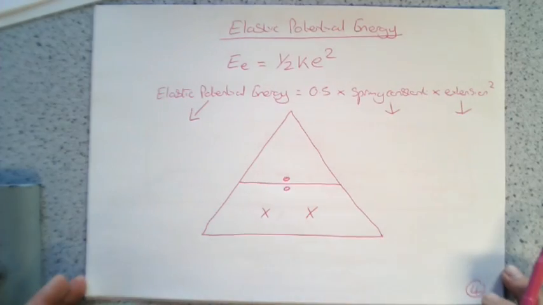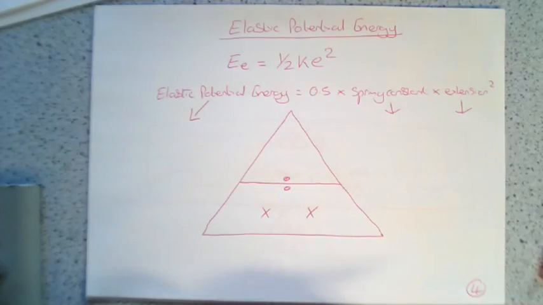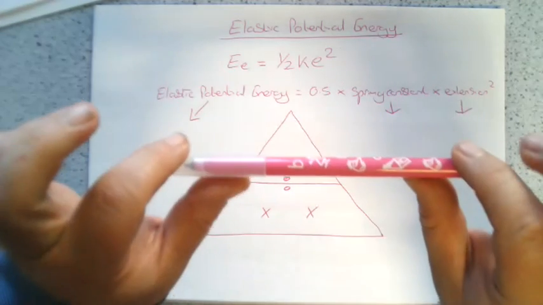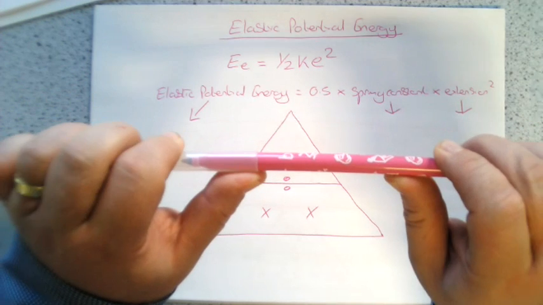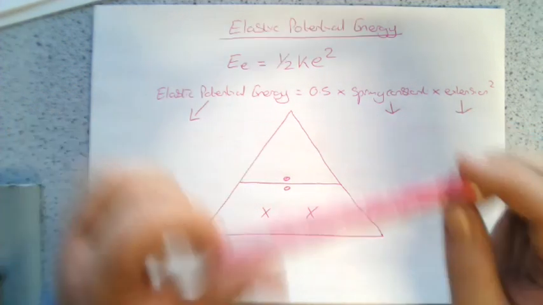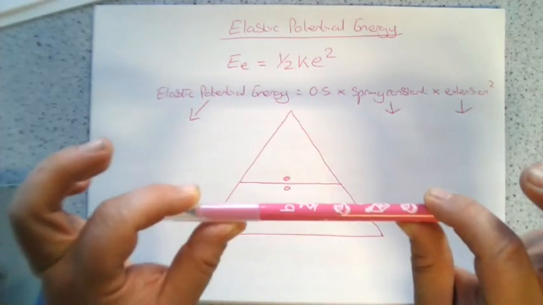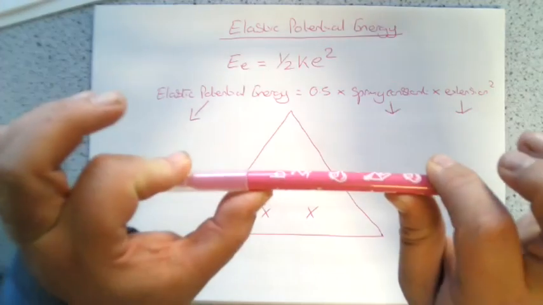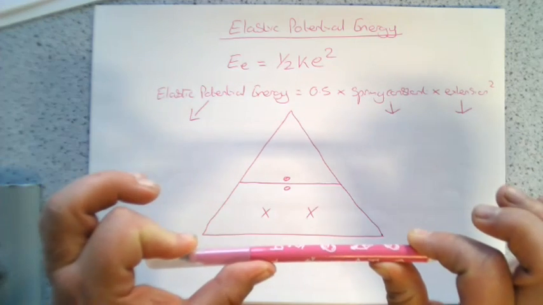Now, elastic potential energy, okay, is one of our other stores. And what we're talking about here is when an object is deformed or not. So I'm going to take this pen here, and if I bend it a little bit, and I let go, okay, it springs back to its original shape. So it's got elastic potential energy.